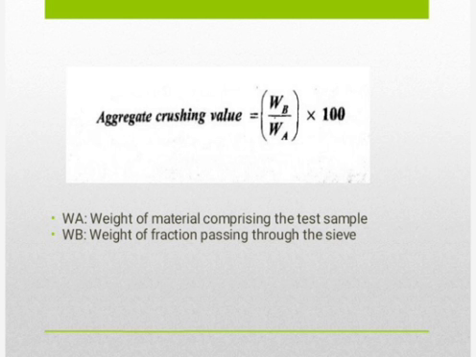WB is the amount or weight of material or aggregate passing through the 2.36 mm IS sieve. Then we can find out the aggregate crushing value using the equation. Aggregate crushing value is equal to WB by WA into 100. Here, WB is the fraction passing through the sieve and WA is the weight of the material comprising the test sample.